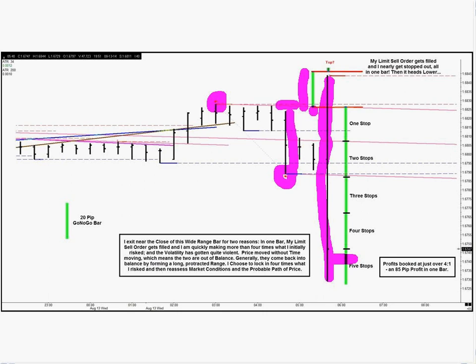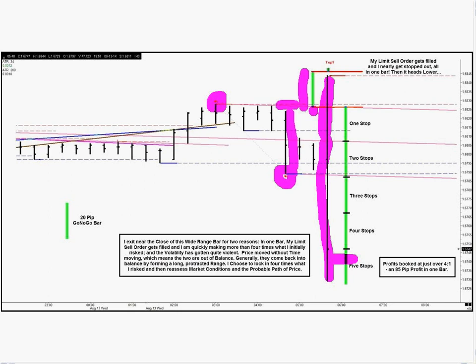And, let's see what I wrote. I exit near the close of this wide range bar for 2 reasons. In one bar, my limit sell order gets filled, and I'm quickly making more than 4 times what I initially risked. The volatility has gotten quite violent.